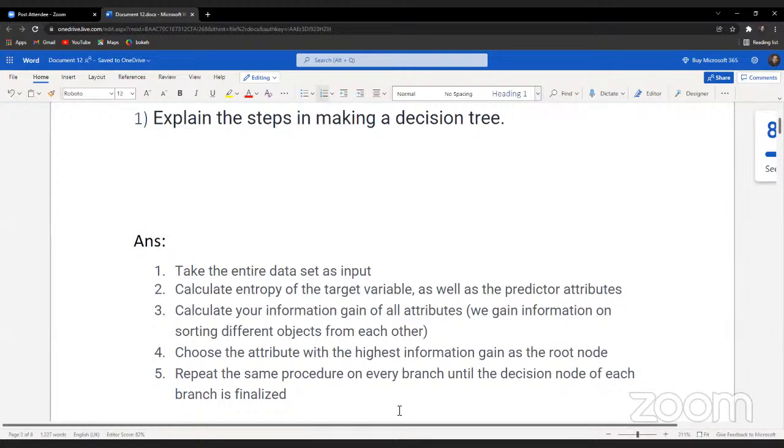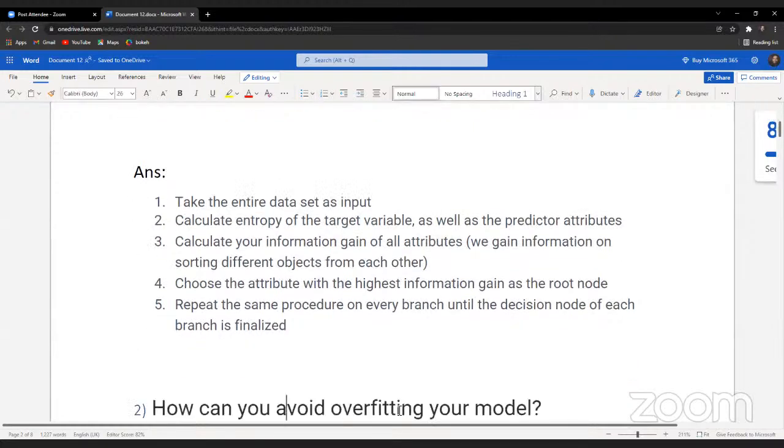Jumping into the next one: how can you avoid overfitting your model? See, you have been working with a model. If the model has been overfitted, what precautions or steps would you take? If you know the answer, please ping me in the chat box. I'll see those answers, and we'll discuss the answer in a minute.